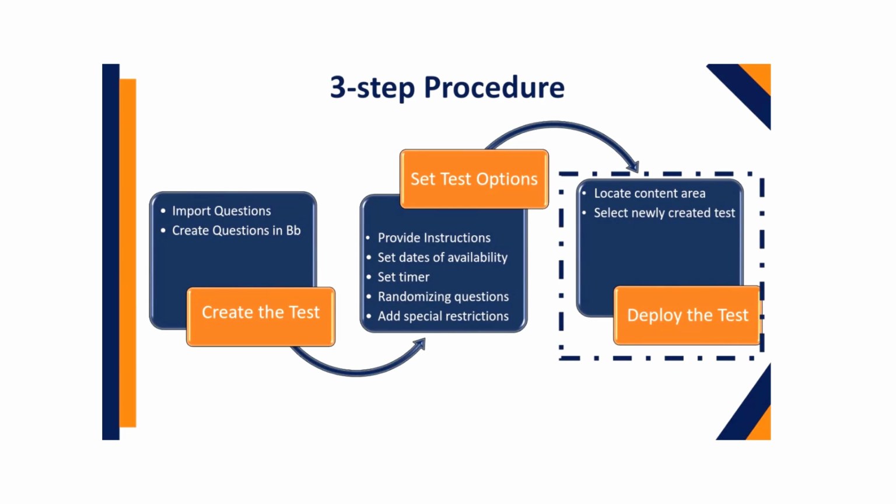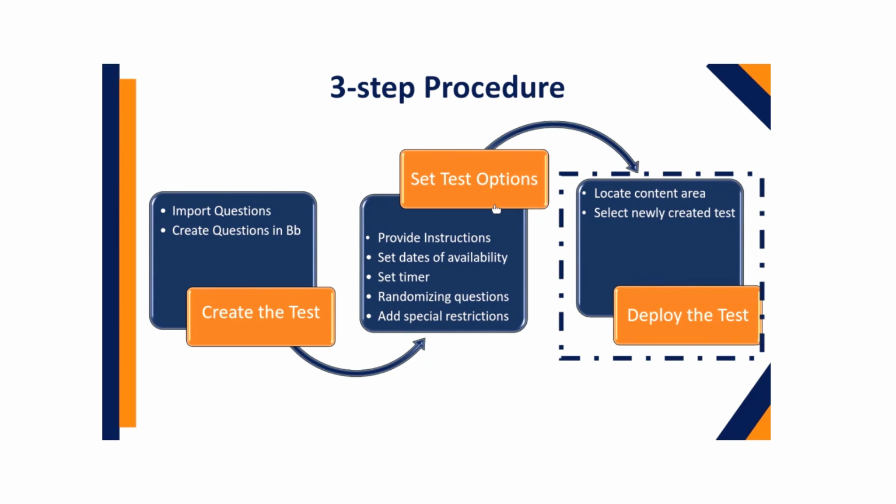But there's a 3-step procedure to creating an online exam and actually getting it in your course. So first, you would create the test, and you might do that in Blackboard directly, or you might import some questions, say from Word or maybe a publisher site. After you create the test, then you need to set the test options. And that's all about providing some instructions, maybe setting some dates of availability, possibly setting a timer for the exam, maybe randomizing questions and adding some special restrictions.